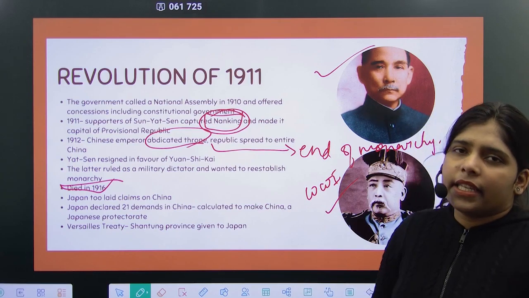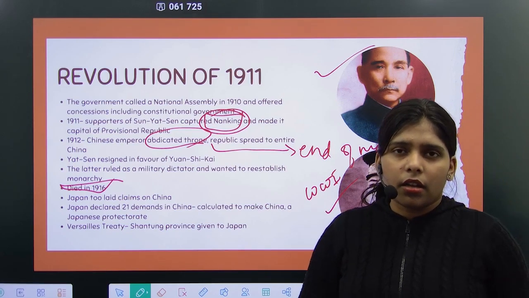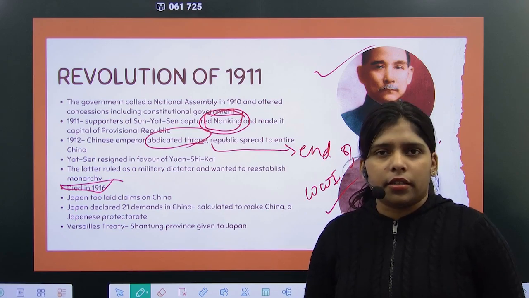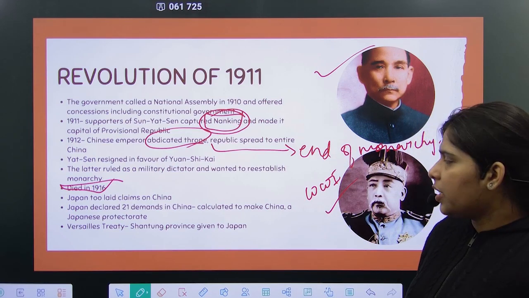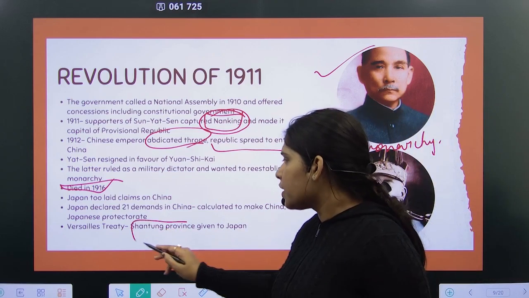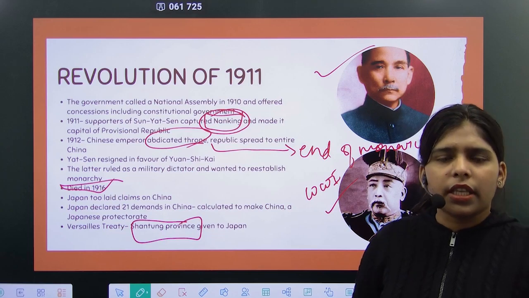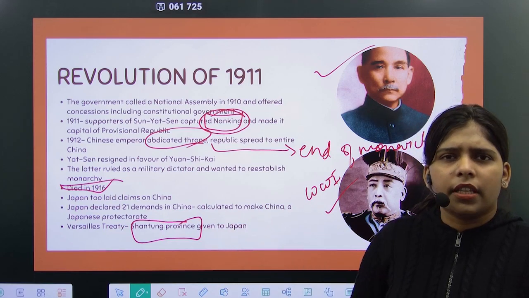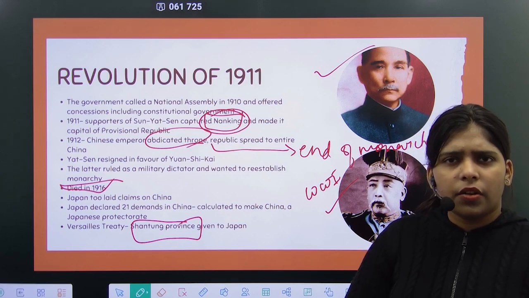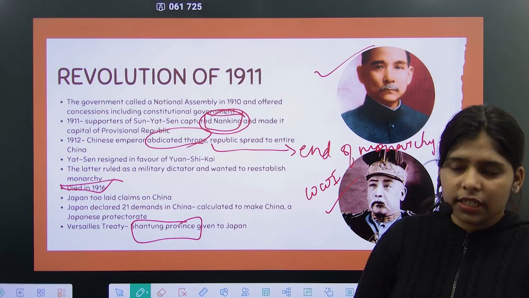Japan had decided through these 21 demands that it would make China its protectorate. That is what they wanted. Through the Versailles Treaty, of course, Shantung province was given to Japan, but Japan wasn't satisfied, which you see before in 1937 when they start invading Manchuria. So Japanese claims were also being laid out here.